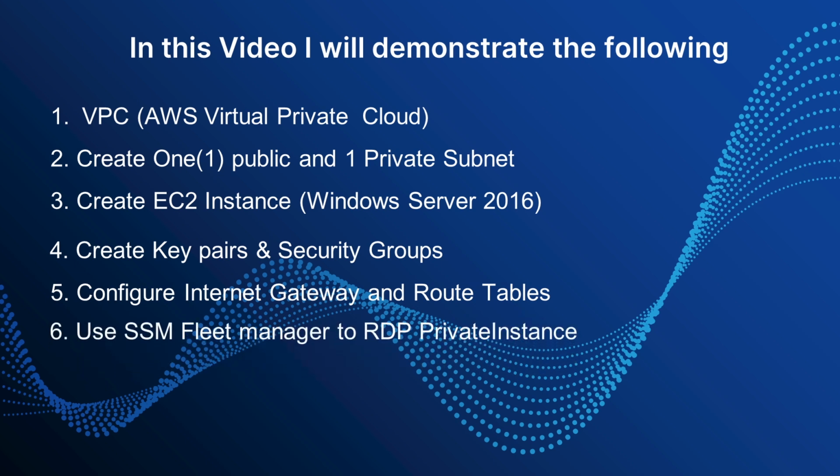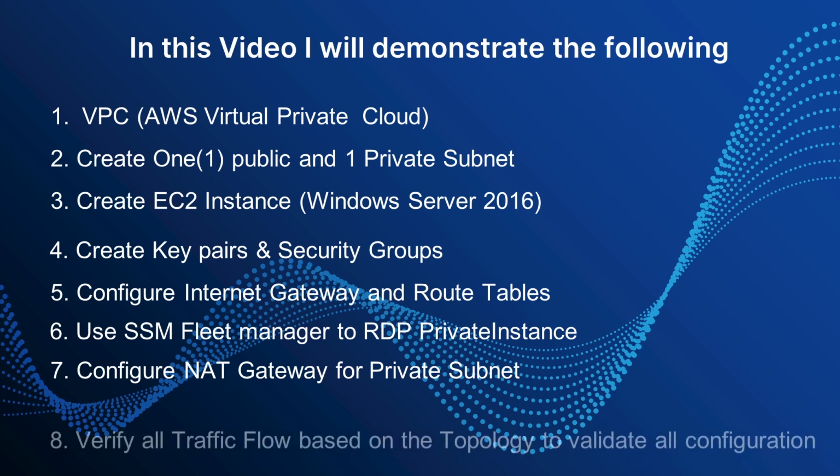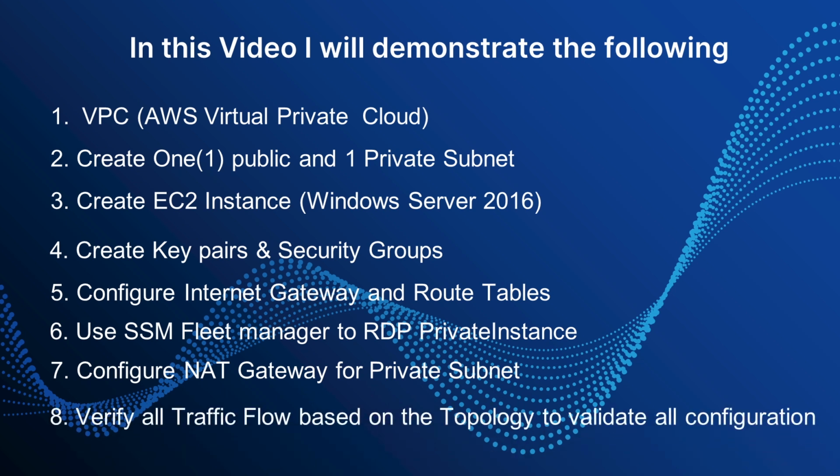And for the private subnets, we will use SSM Fleet Manager to remote desktop the instance, and also to give internet access for the private subnet, I will use NAT gateway. And after all the settings and configuration, I will verify all the traffic flow based on our topology.